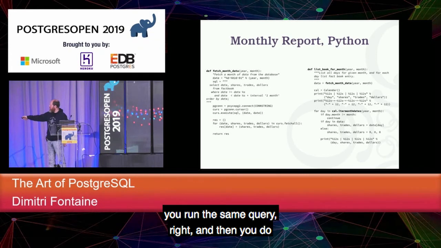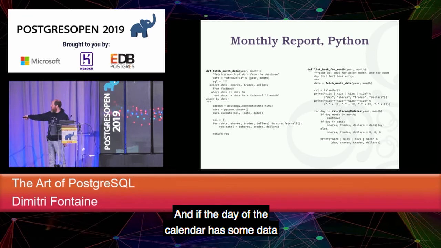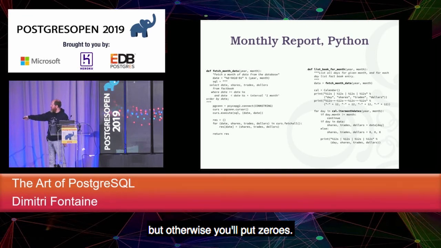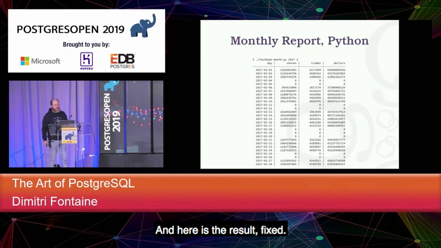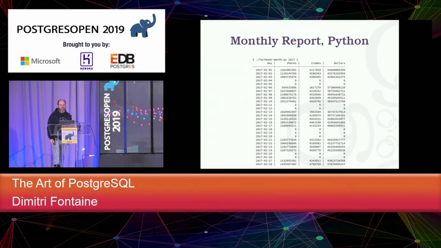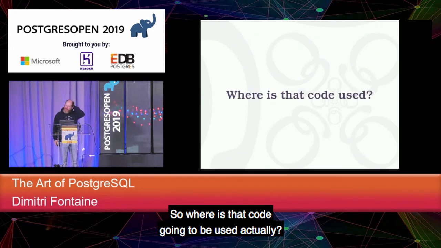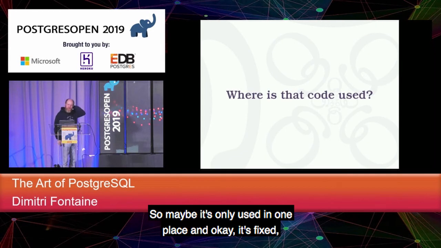It's easy. You run the same query, right? And then you do a lookup in the calendar in your application. Here it's in Python, but it could be anything else. And if the day of the calendar has some data associated with it, then you output that data, but otherwise you output zeros, okay? And here is the result, fixed. Well, is it really? So where is that code going to be used, actually? So maybe it's only used in one place, and okay, it's fixed, good enough.